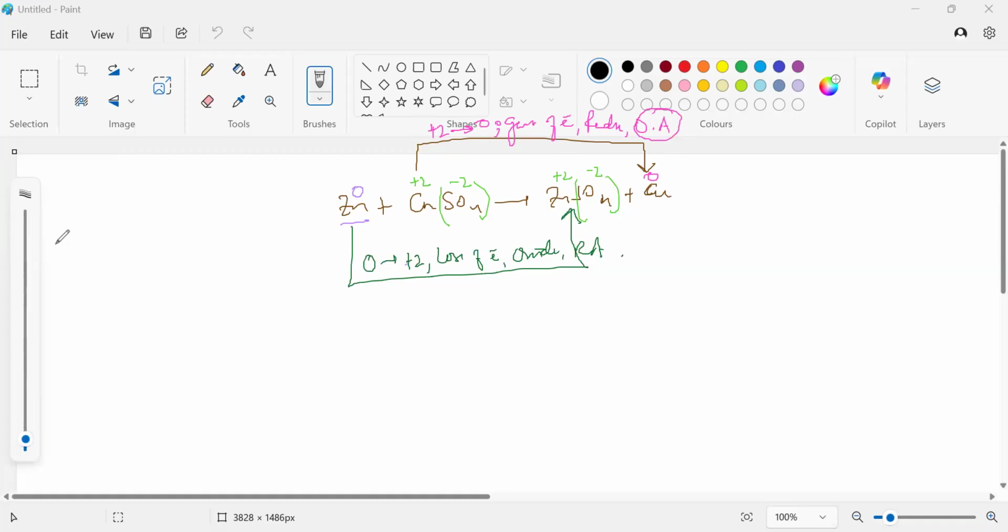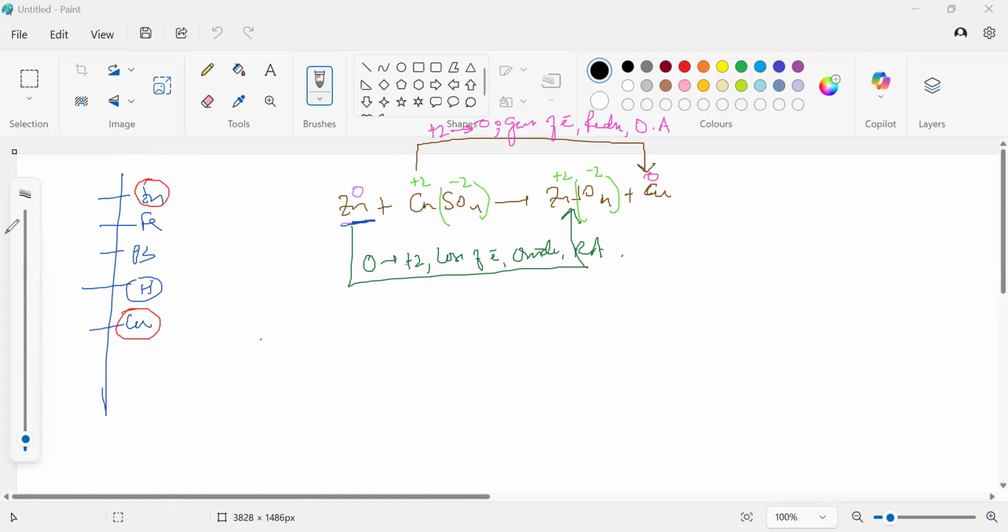We are seeing over here that zinc is losing 2 electrons. Why? Because a more reactive element displaces a less reactive element from its compound. That we know. Please note this down. So this is zinc, this is iron, this is lead, this is hydrogen, this is copper. This is the thing you're seeing. Is it clear to you?